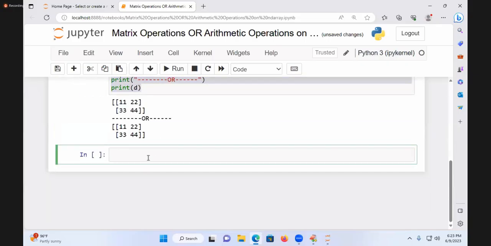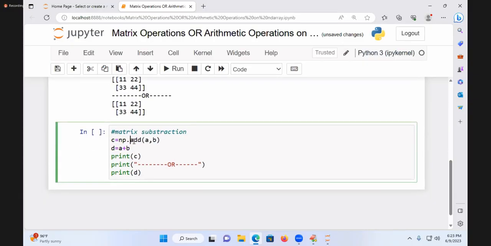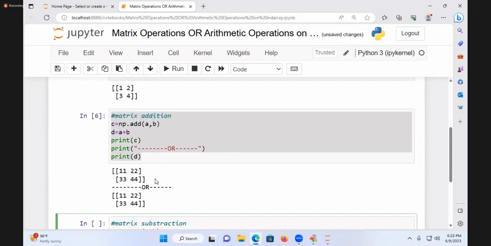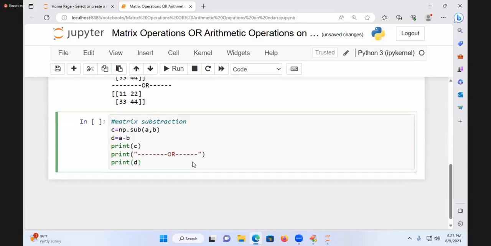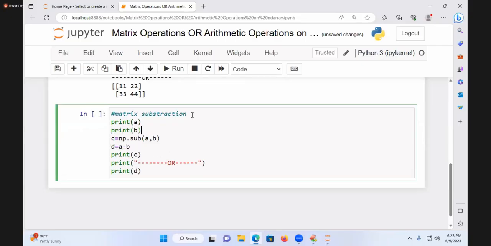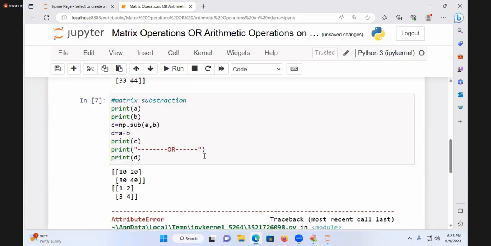Don't take much time, students. Go for matrix subtraction. I am going to enter into matrix subtraction. Now I say sub of A, B. You can also say minus. You know minus. What is the matrix A, B? 10, 20. If you want to print the given matrices, you can go for it. Print of A and print of B. You can print that entire thing. What are the given matrices? What happens?